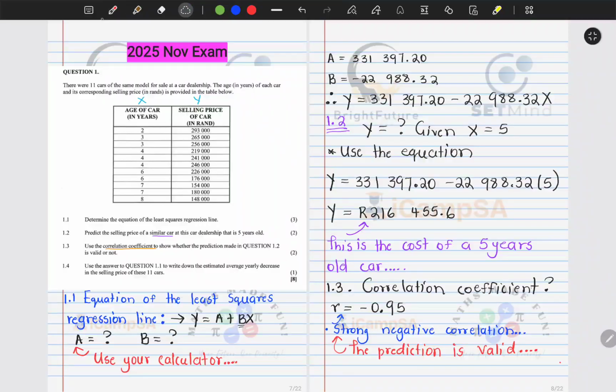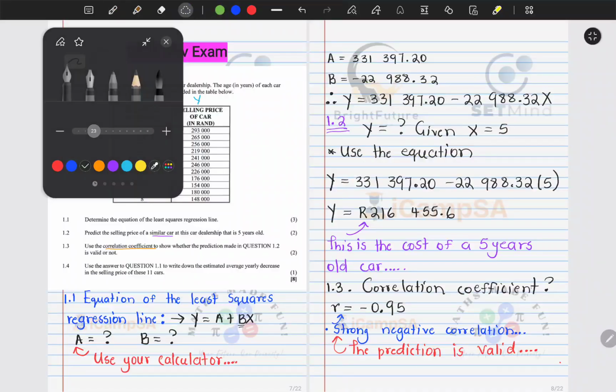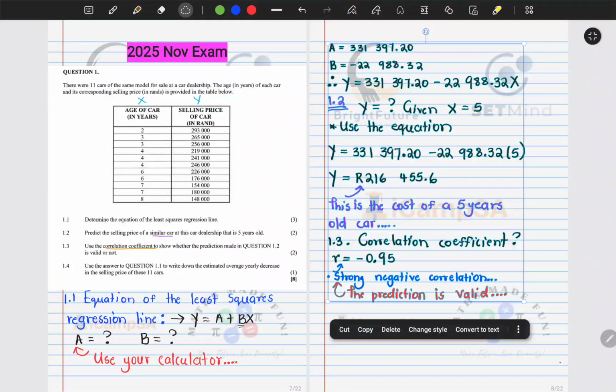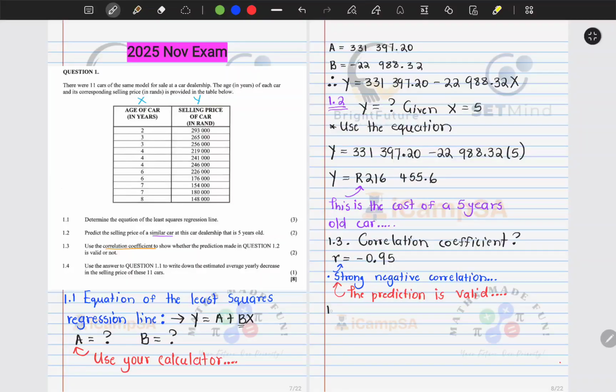And then let's go to the next one. So what I'm going to do is quickly make some space here. Right. So let's have a look at 1.4. We are told to use the answer in 1.1 to write down the estimated average yearly decrease in the selling price of these cars. Now I need you to think carefully, okay? The estimated average yearly decrease in the selling price. So think of this carefully.